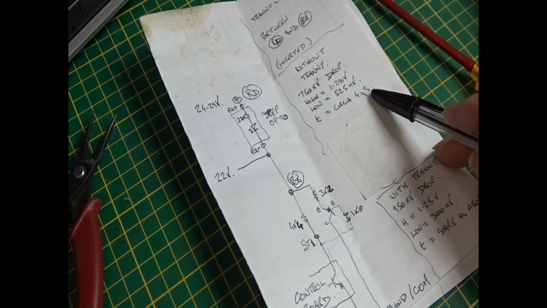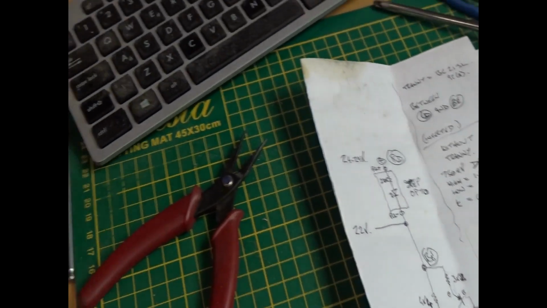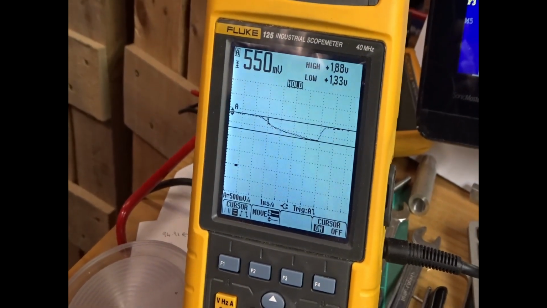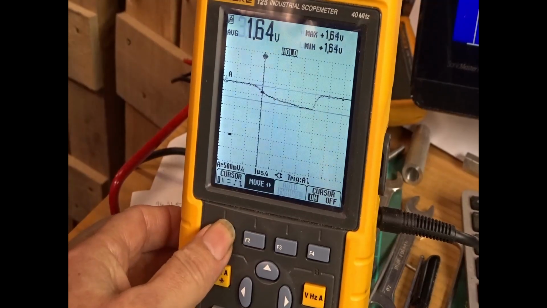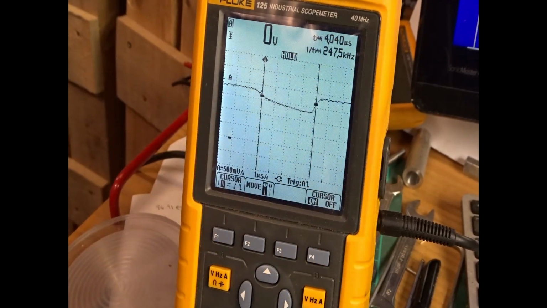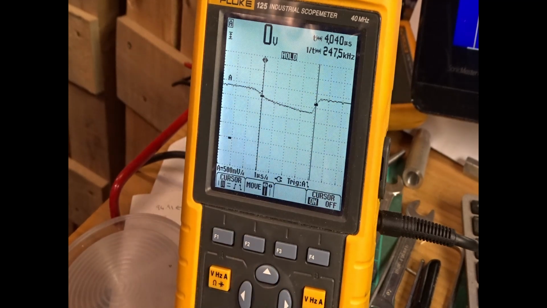And it's still circa 4 microseconds. I'll just show you that. And it's 4 microseconds more or less, but the drop is very low.